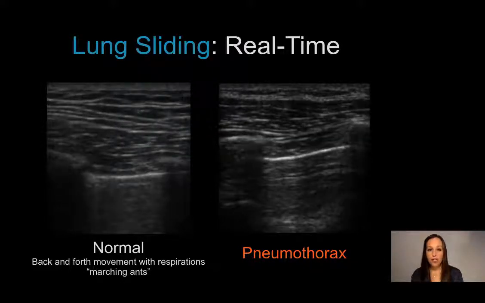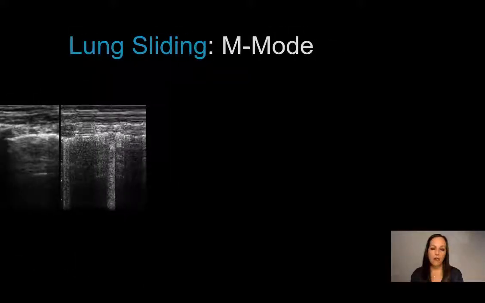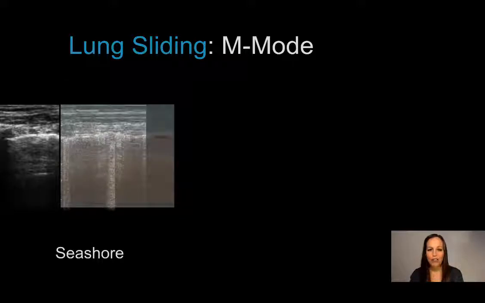We can use M-mode to confirm the presence or absence of sliding. Here on the left, you can see what's called the seashore sign. If you can't picture it, we'll superimpose a seashore over it. What you can see here is the ocean, the pleural line or the waves, and that graininess of the beach. That's the seashore. That's the movement or sliding of the pleural line.